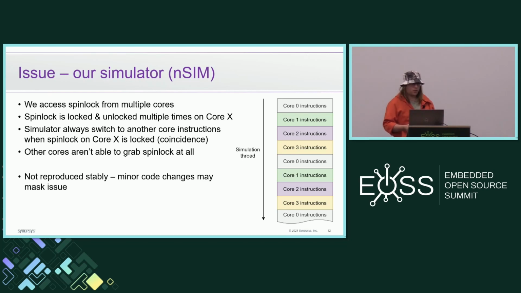And it was the scheduler spinlock. You can imagine that it affects the system behavior significantly, just because you are trying to get this spinlock and you are not able to grab it at all. It's also not reproduced stably, because minor code changes may mask this issue. We may increase or decrease the number of instructions in this loop, so it won't be reproduced anymore, because eventually the core would be able to grab this spinlock and the test would succeed.